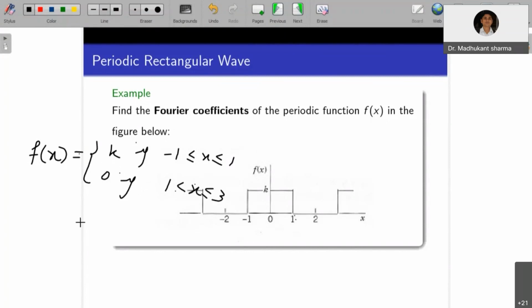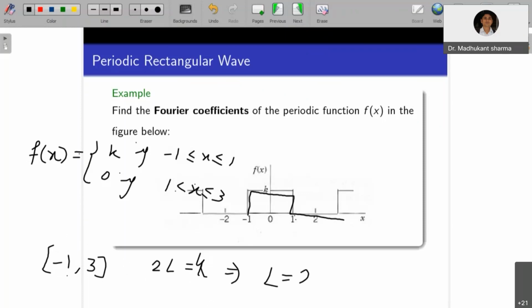So the interval is -1 to 3. 2L is equal to the length of the interval, right? 3 minus minus 1, that is 4. So from here, L equals 2.